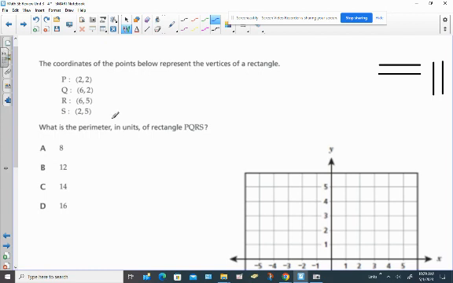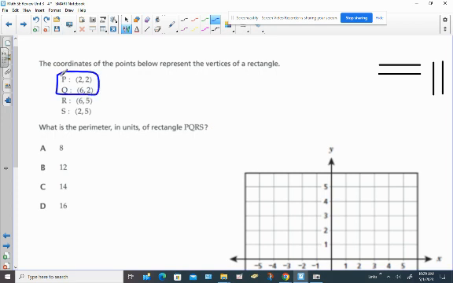The coordinates of the points below represent the vertices of a rectangle, and here are the points. What is the perimeter in units of rectangle PQRS? We have two approaches here. One approach is to just take 2 points at a time and figure out how far apart they are. So let's say we're going to do that with these 2 points.